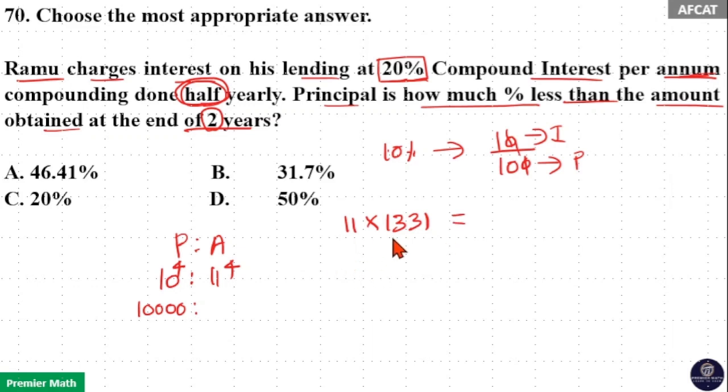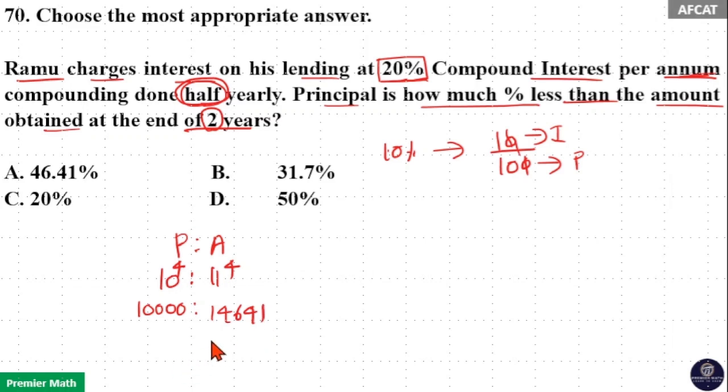When you multiply a number with 11, write the unit digit of the number as it is. Now 3 plus 1 is 4, 3 plus 3 is 6, 3 plus 1 is 4. Now write the left hand side digit as it is. That is 14641, which is 11 raised to 4.